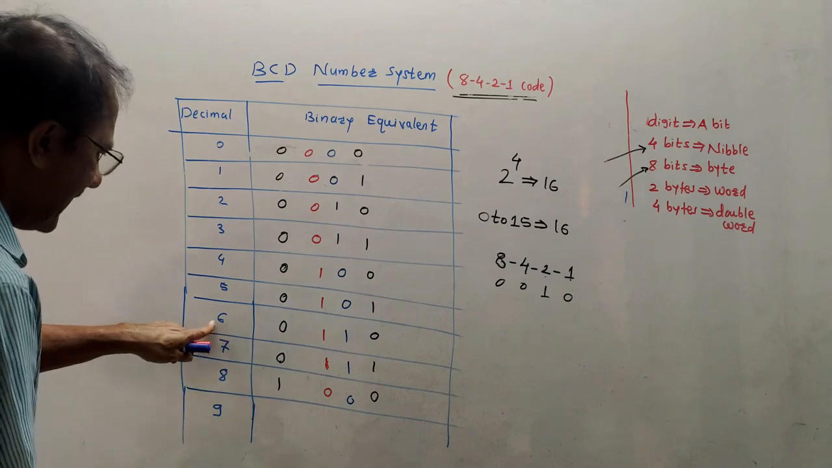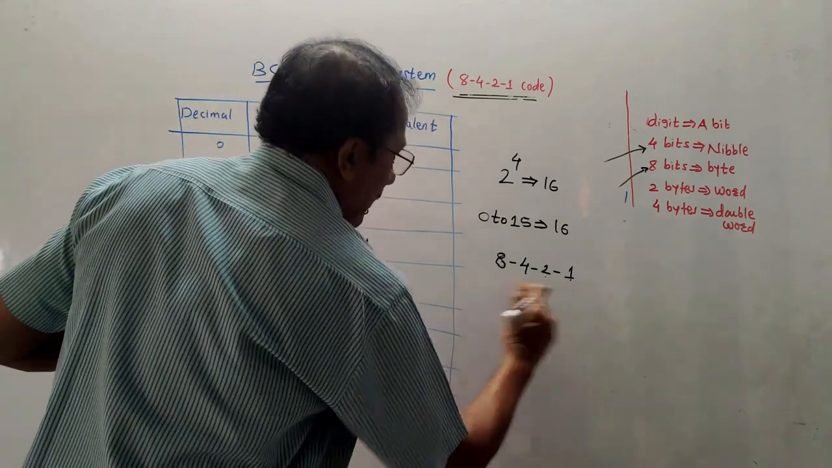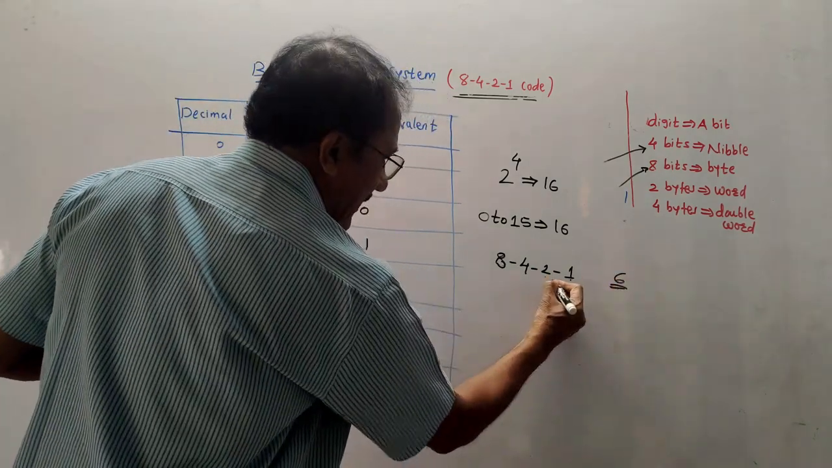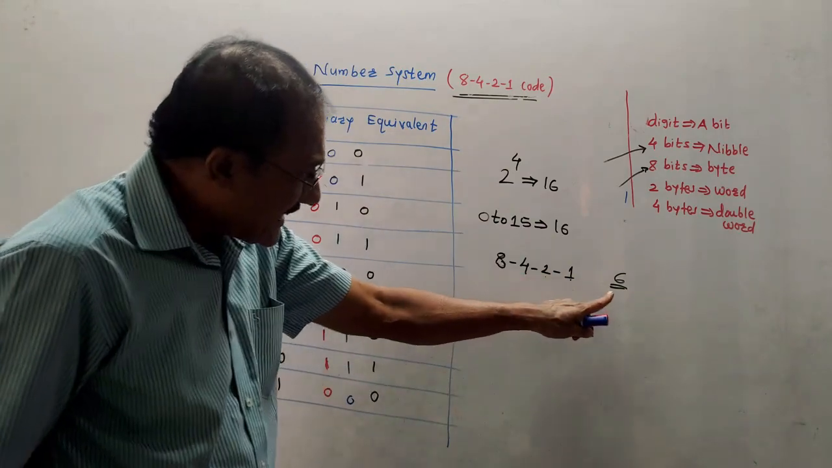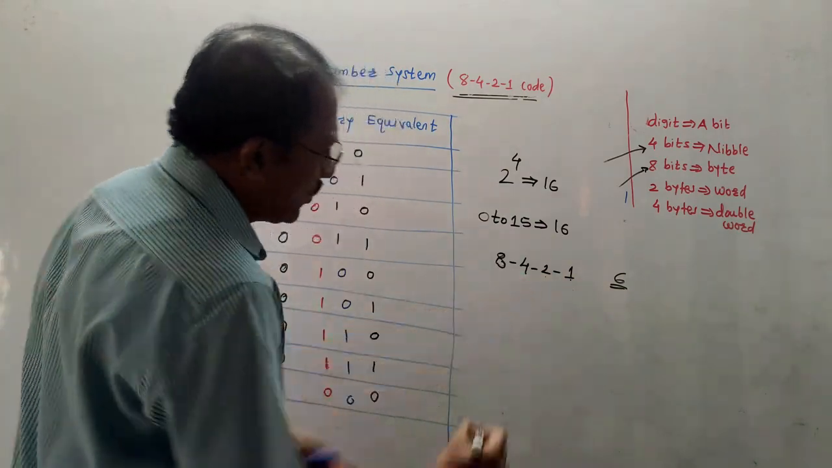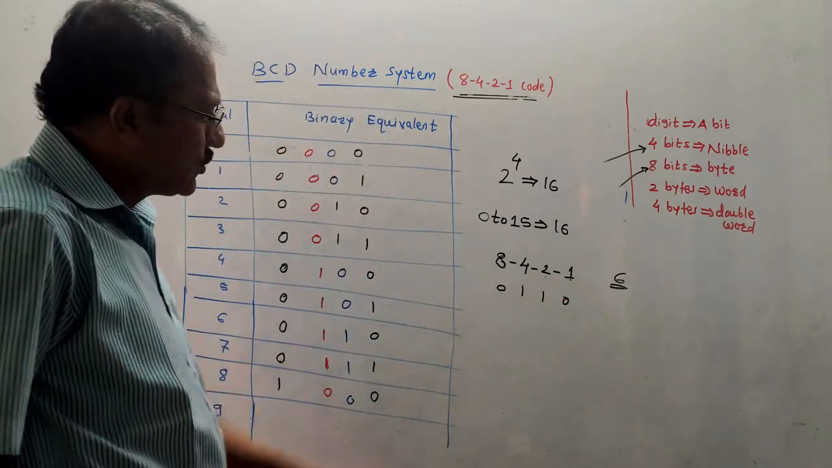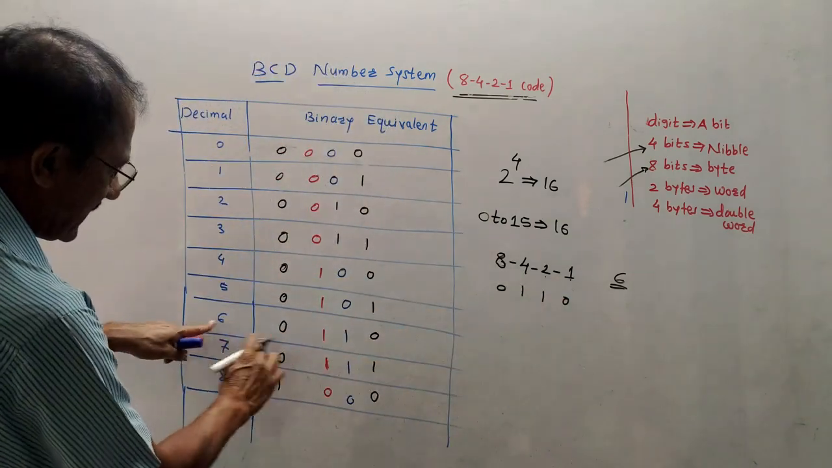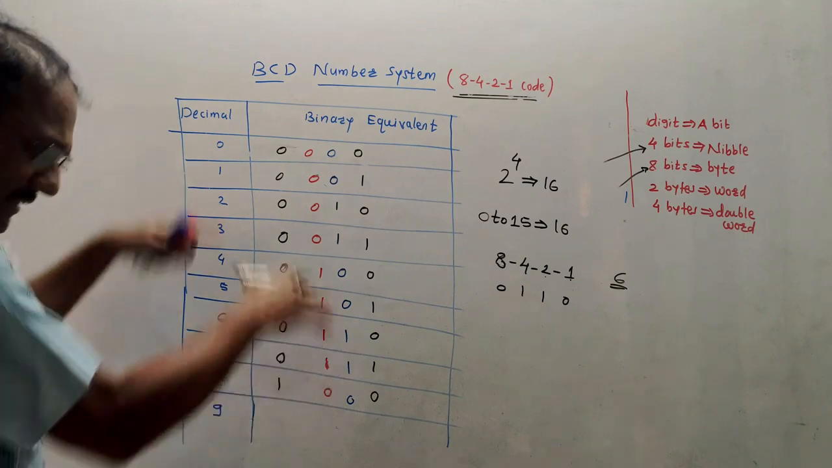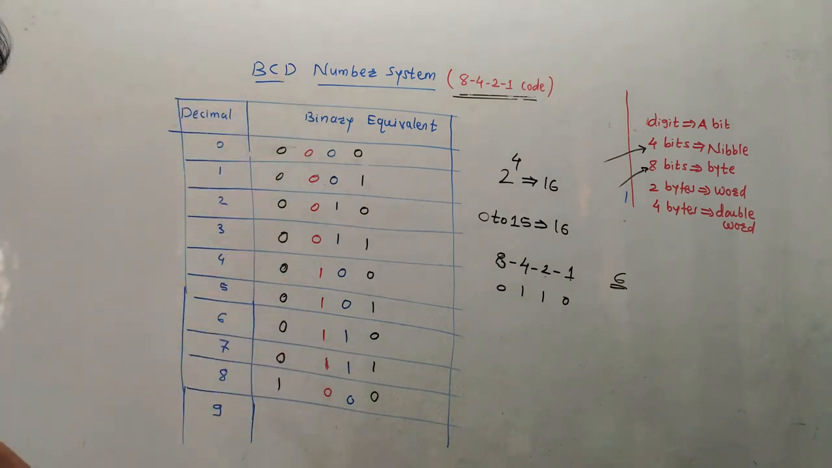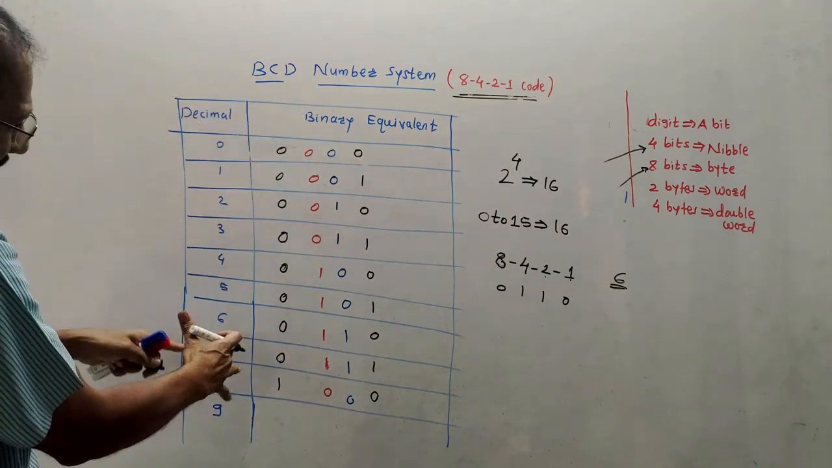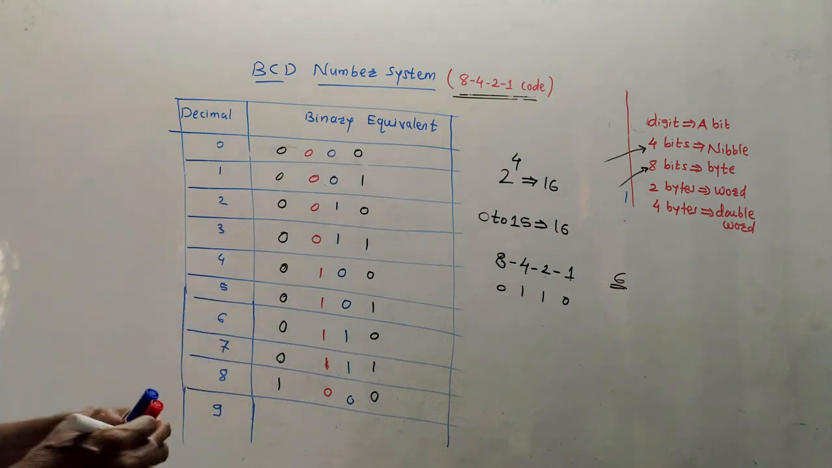Consider any example like 6. If I am talking about 6, the number is not there. How to represent it? 6 is basically the addition of 4 and 2. So for 4 and 2, I will write 1, 1. For other things, I will write 0. So it is 0, 1, 1, 0. So for 6, I got 0, 1, 1, 0. Similarly, you can extend this and write the value for any decimal number.